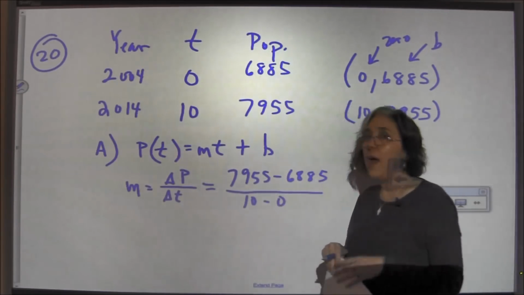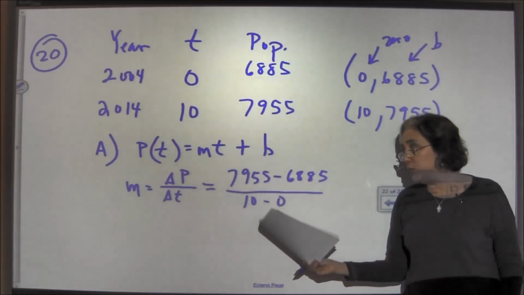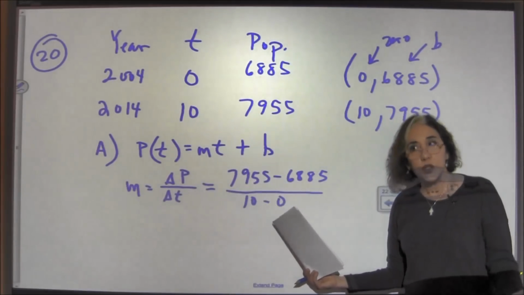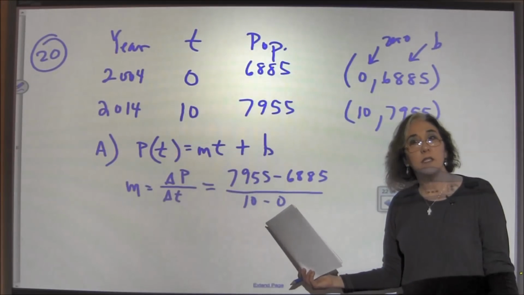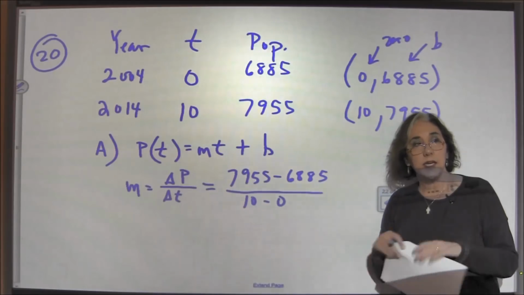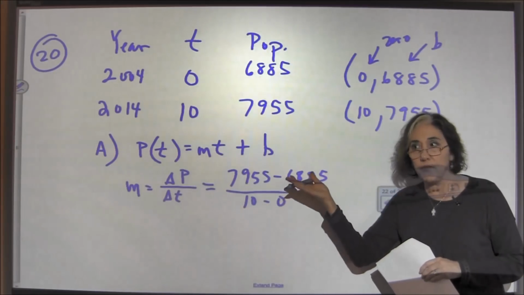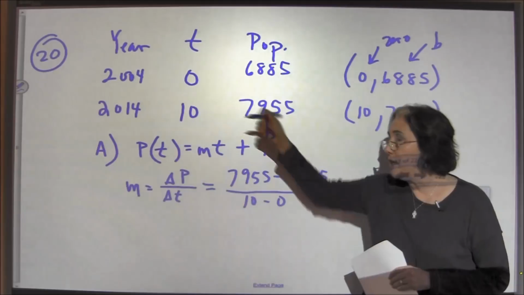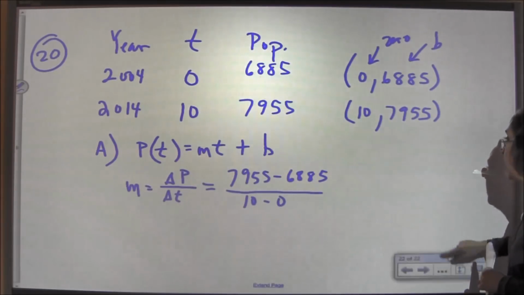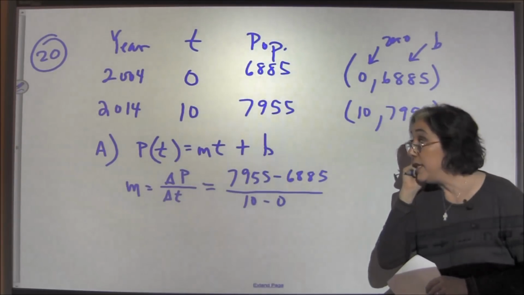See, what happened when you're doing your homework is when you subtract the years here, of course you're going to get 10. So you get the right slope, but then it's like, scratch my head, I don't know where the b came from, okay, because you're counting 2004 as the t value.